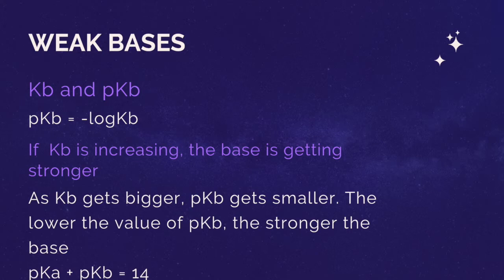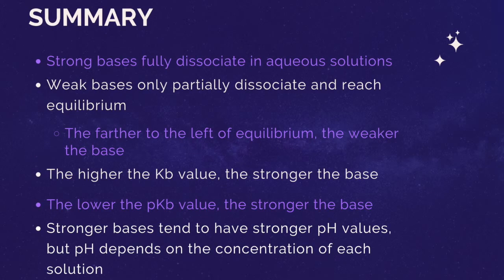using the pH calculations. In summary, strong bases fully dissociate in aqueous solutions, while weak bases only partially dissociate to reach equilibrium. And the farther to the left of equilibrium, the weaker the base. The higher the Kb value, the stronger the base, and the lower the pKb value, the stronger the base as well. Stronger bases tend to have stronger pH values, but pH depends on the concentration of each solution.